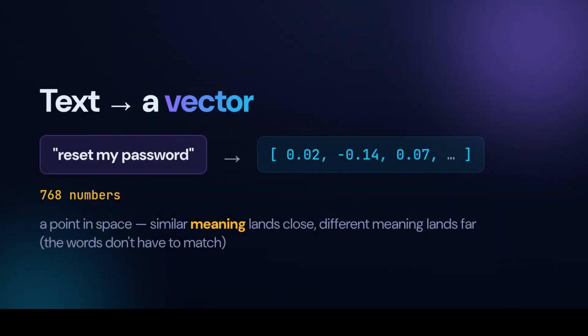So what actually is an embedding? You hand the model some text, and it hands back a vector, a fixed-length list of numbers, 768 of them in our case. Think of that vector as a coordinate, a single point in space. And here is the magic. The model places text that means similar things close together and text that means different things far apart. The words do not have to match, only the meaning. "I'm locked out of my account" and "how do I reset my password?" share no words at all, yet they land right next to each other.